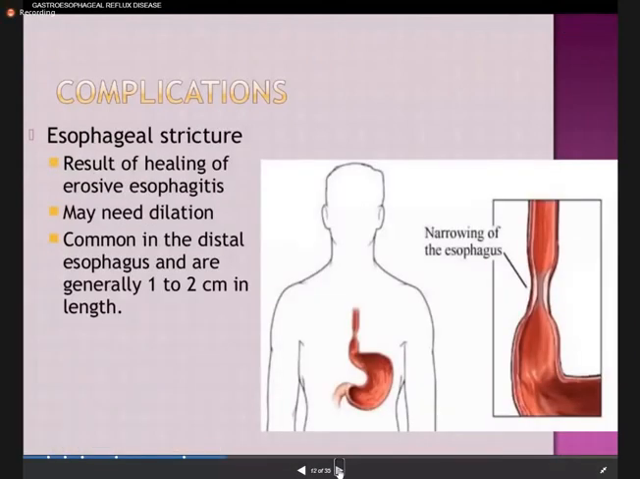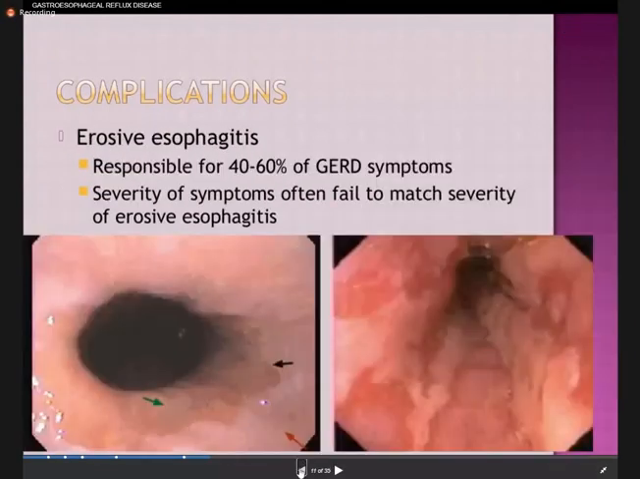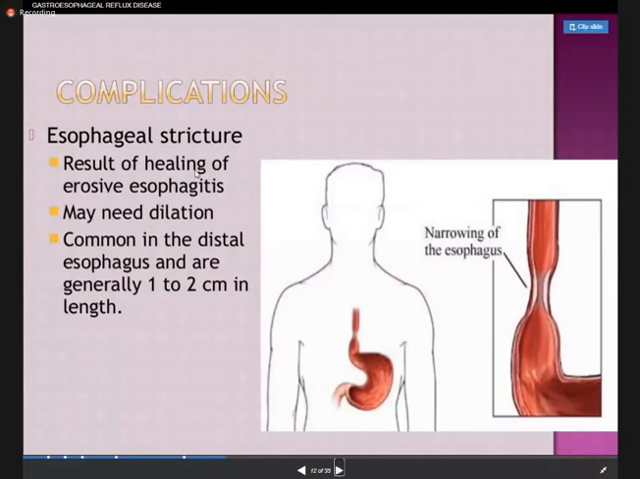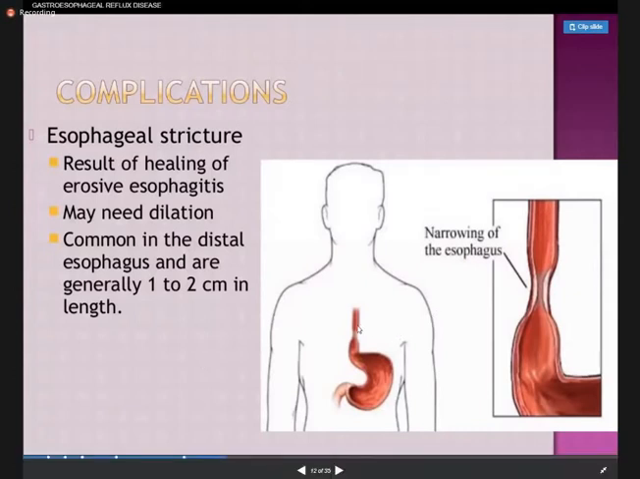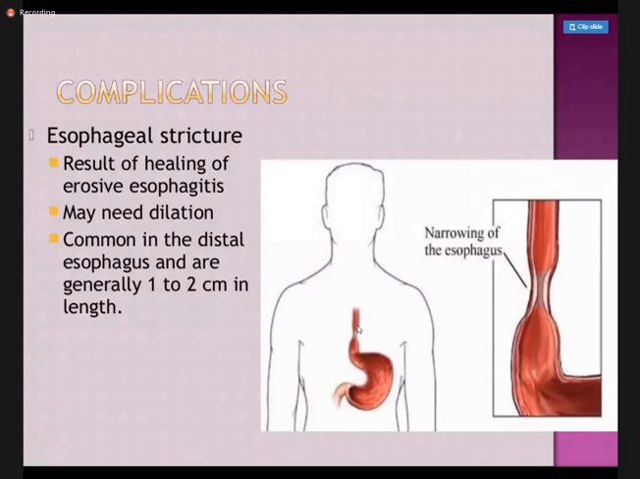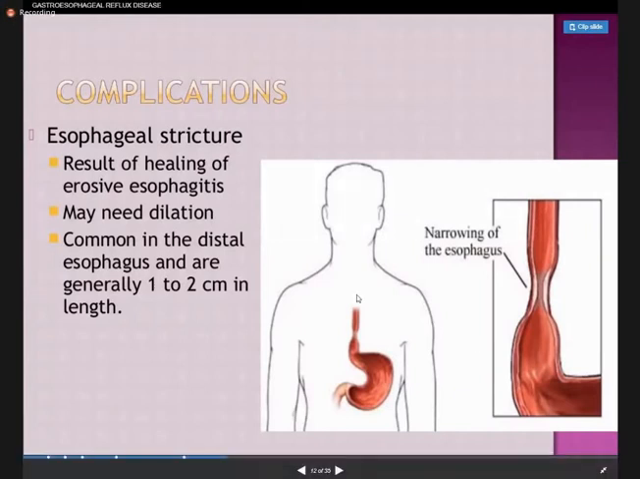So when this refluxate or this reflux happens for a longer period of time, the result is this, which is the esophageal stricture. It is the result of healing of erosive esophagitis, and usually the patient presents to you with dysphagia. Now we are going to cover the alarm symptoms later in the lecture. It may need dilatation, common in the distal esophagus, and usually they are 1 to 2 centimeters in length, but they can be longer as well.